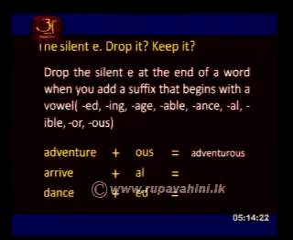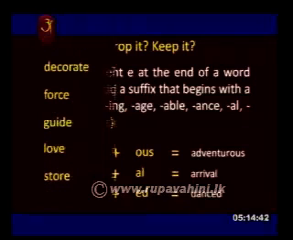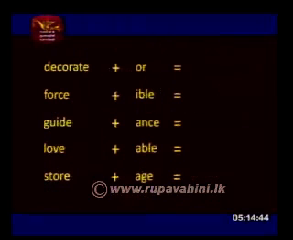Arrive, we add AL, arrival. ARRIVAL. Dance, and when you add ED, danced. DANCED. Next one, decorate. When we add OR, decorator, you will have to drop E.